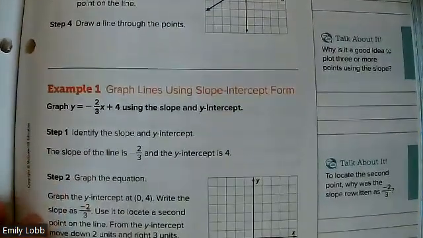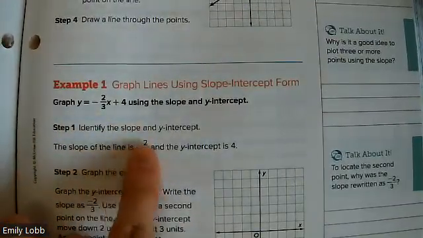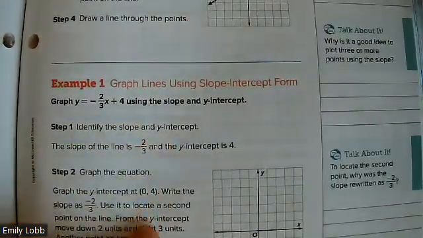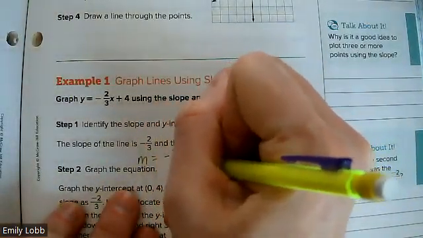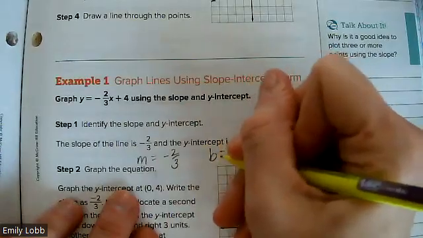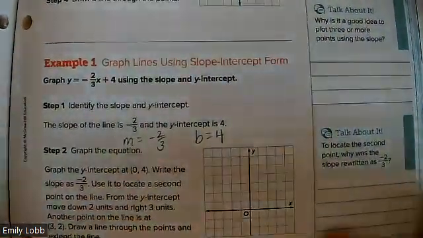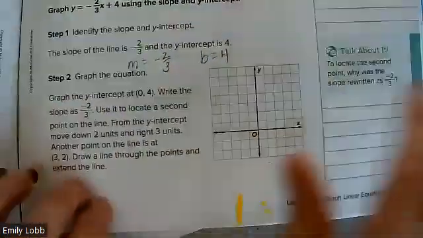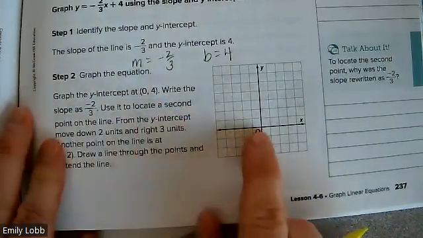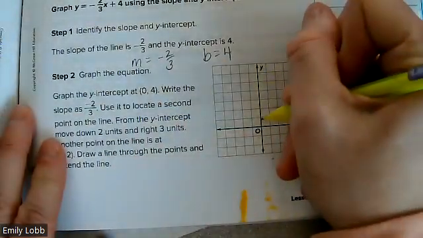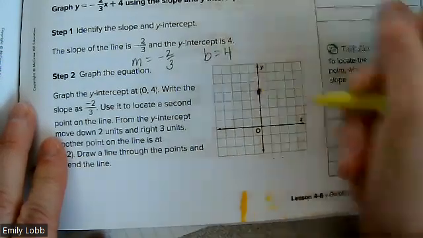All right. So here is what we're going to do. Identify the slope and the y-intercept. Well, they're telling you that m is negative 2/3 and b is 4. So we're starting with the y-intercept. It says graph the y-intercept at the point 0, 4. So when x is 0, y equals 4 here. 1, 2, 3, 4. Put a point there.